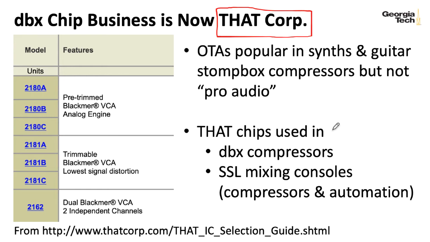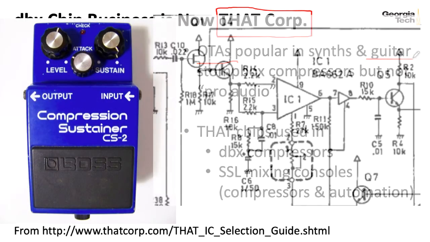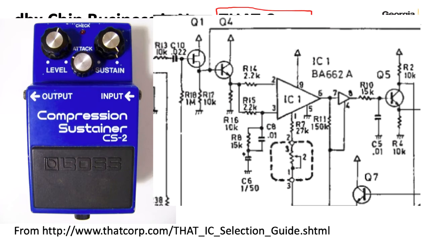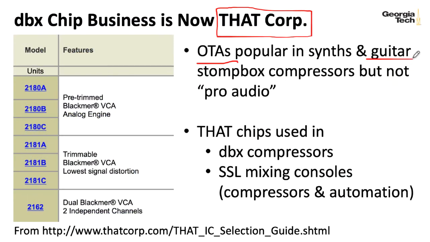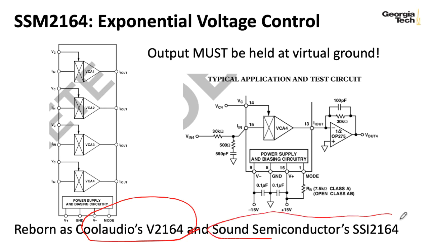You will see OTAs used all over the place in synthesizers, obviously, while I'll talk to them, and also guitar pedals, where the performance characteristics aren't quite as critical. But OTAs tend to be a bit noisy in application, so you won't really see them in quote-unquote pro compressors. Another extremely interesting chip was the SSM2164. This sadly went out of production, but it's been reproduced by Cool Audio. I think that's Behringer's integrated circuit factory, and there's a new company called Sound Semiconductor that's really interesting that has reissued an improved version of it.